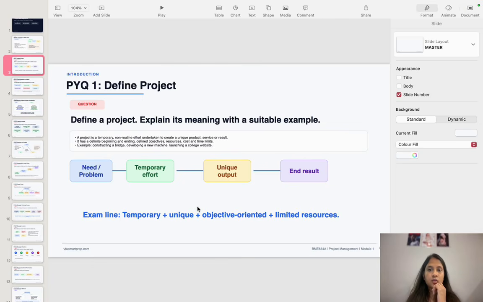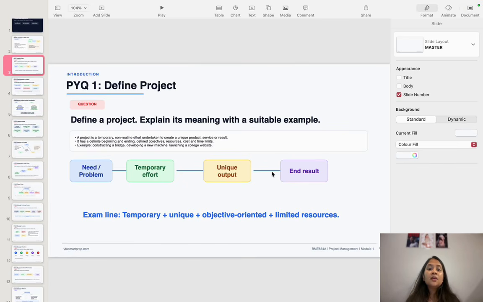PYQ first question. Here you have to know the definition of the project. This is the first important question: Define a project and explain its meaning with a suitable example. A project is a temporary and non-routine effort undertaken to create a unique product, service, or result. The important words here are temporary and unique. Remember the words temporary and unique.